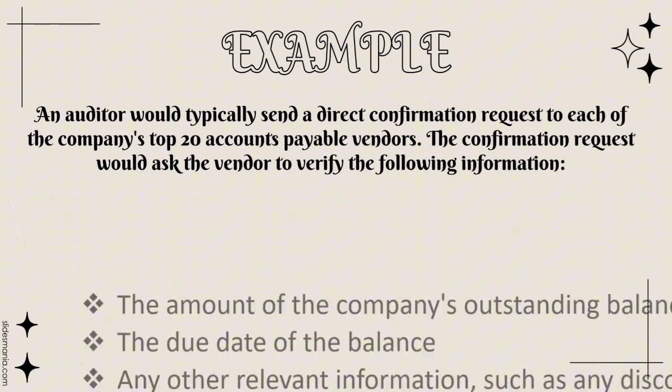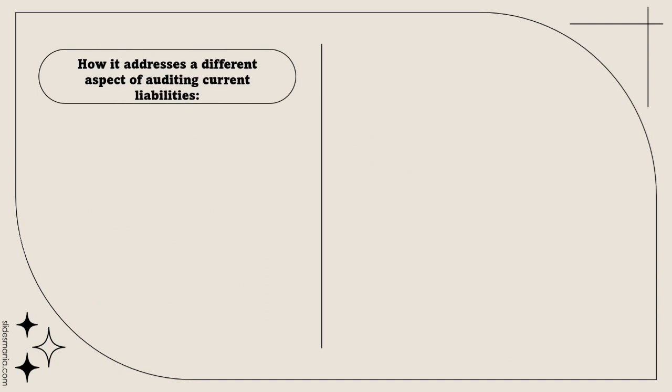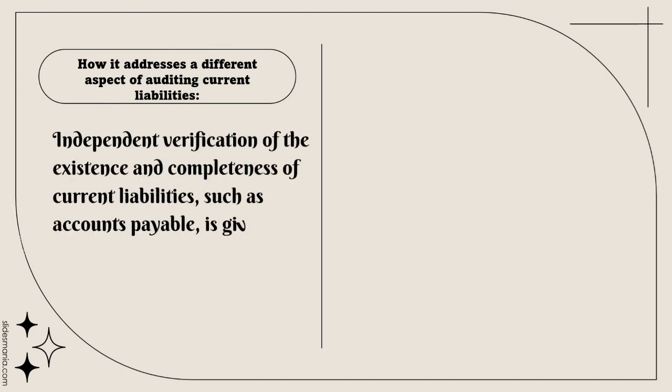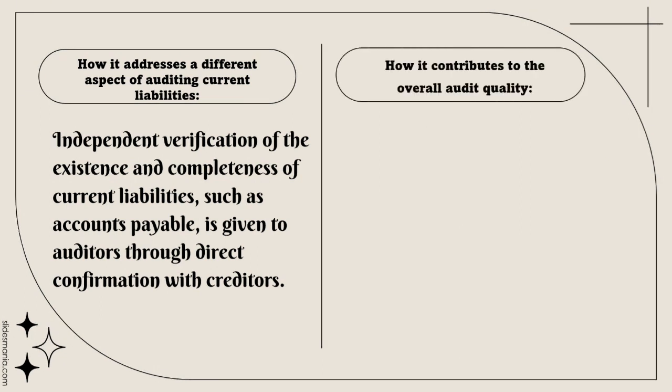The confirmation request would ask the vendor to verify the following information: the amount of the company's outstanding balance, the due date of the balance, and any other relevant information, such as any discounts or rebates that the company is eligible for. How it addresses a different aspect of auditing current liabilities. Independent verification of the existence and completeness of current liabilities, such as accounts payable, is given to auditors through direct confirmation with creditors. How it contributes to the overall audit quality.